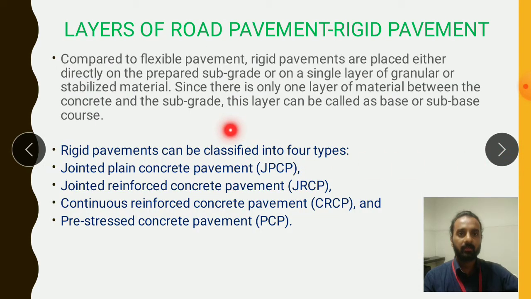Now, how many types of layers of rigid pavement are there? We have four types of rigid pavement. First is jointed plain concrete pavement, second is jointed reinforced concrete pavement, which is called JRCP, third is continuous reinforced concrete pavement, and fourth is pre-stressed concrete pavement. We will be discussing this fourth type of rigid pavement later on.